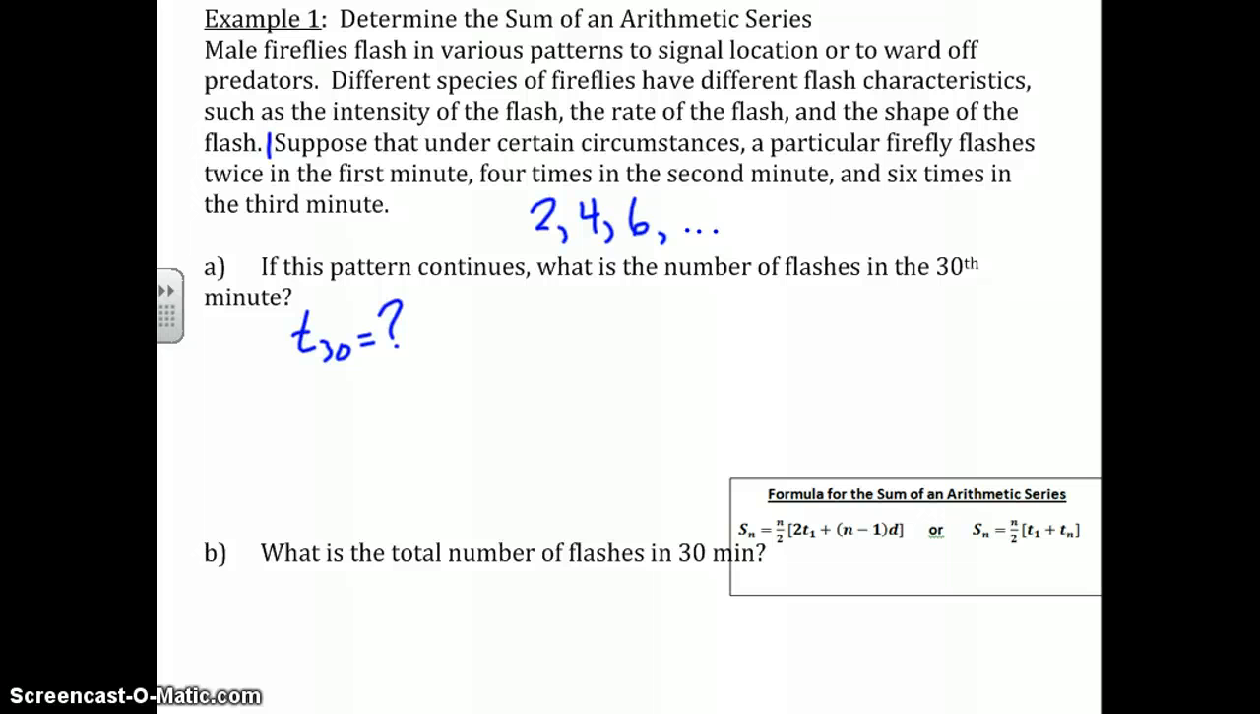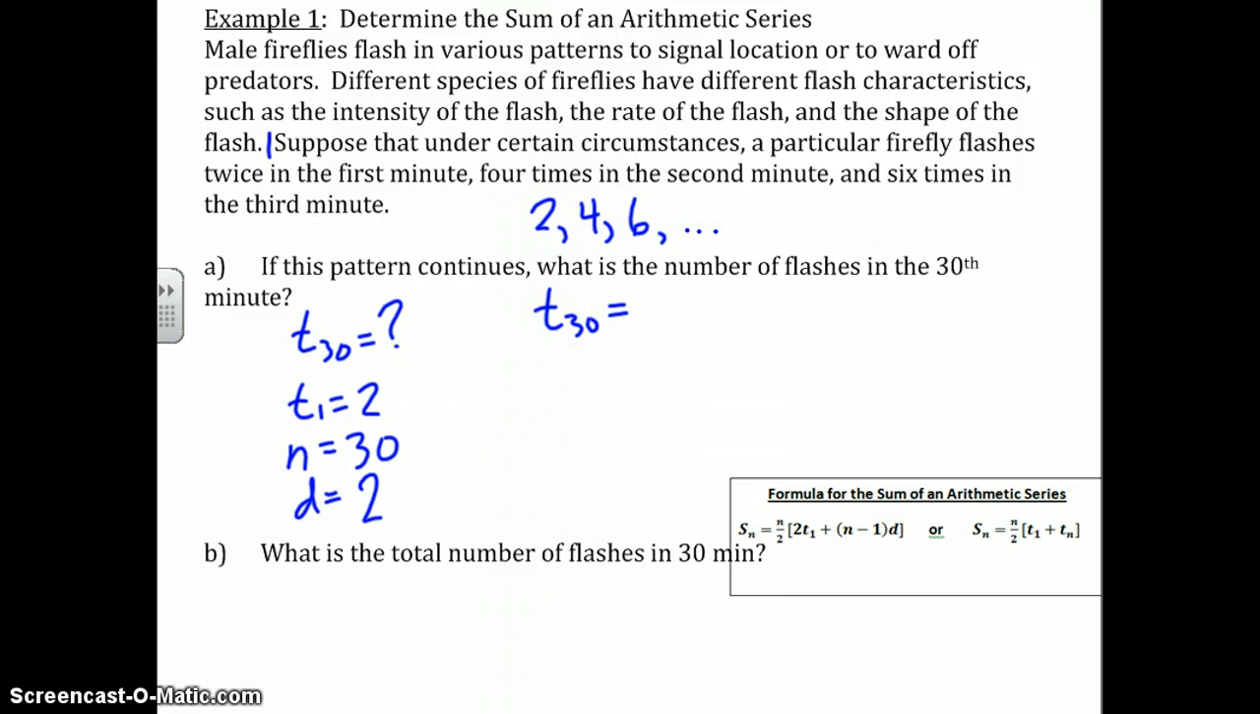So there's our sequence 2, 4, 6. So T1 is 2. N, well, that's 30. And then D, well, how much are we going up by here each time? Well, we're going up by 2. Okay, so we just can sub in there, or if you really wanted to write out 30 terms, you could write them out.